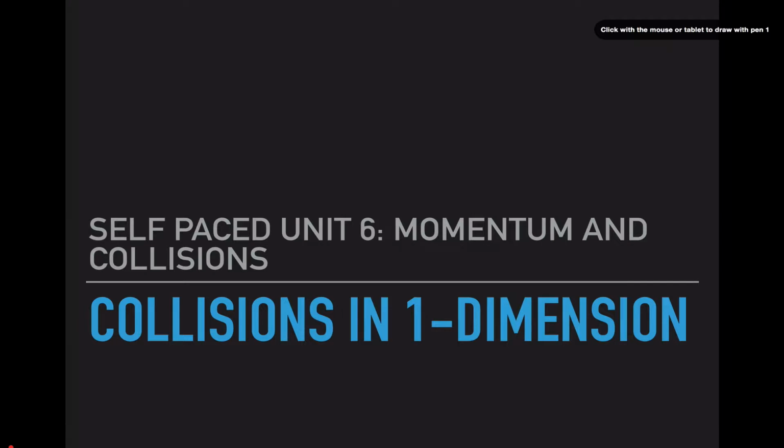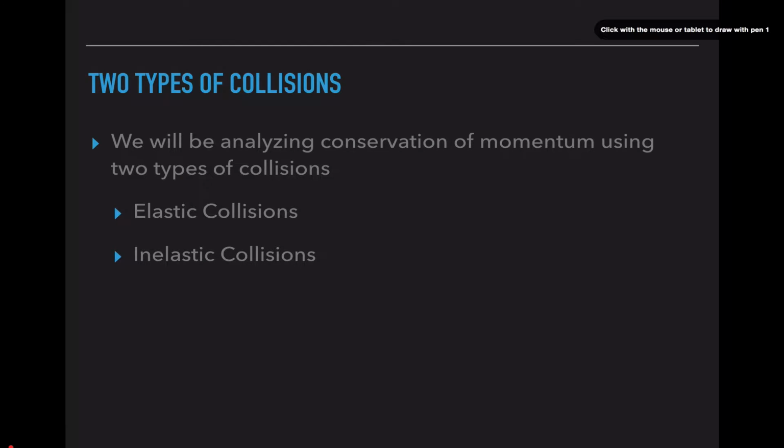Hey guys, today we are specifically looking at collisions in one dimension. That means that the objects are moving in the same direction. So we'll be analyzing conservation of momentum using two types of collisions: elastic collisions and inelastic collisions.